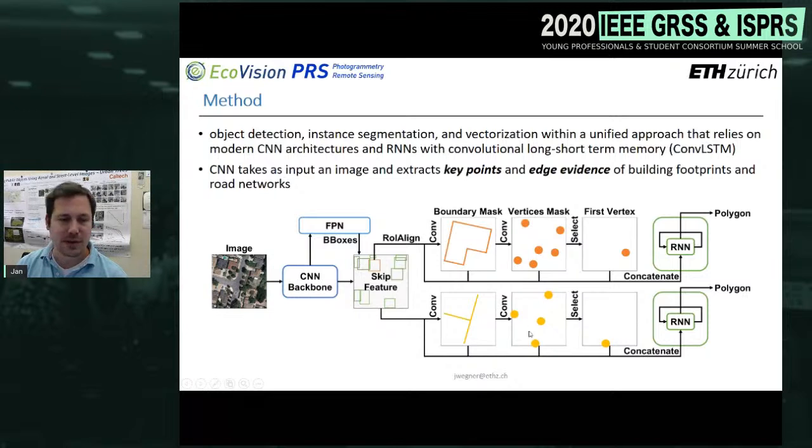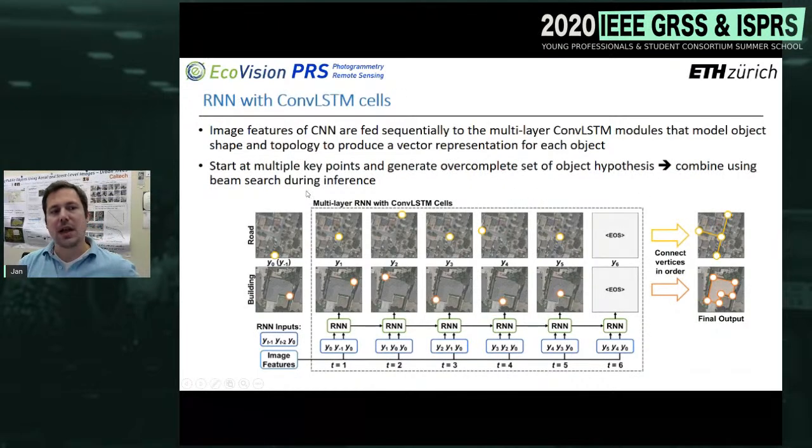Once you have all the corner points, we do the same for the road: we extract the center axis of the road, and we also get all the vertices of the road, so where junctions are or where a road is leaving the image. Then one by one, we pass each vertex to the RNN, which tries to connect all these different vertices into a unified polygon. The image features of the CNN are fed sequentially to this convolutional LSTM. For a road, for example, you go through all the different vertices, shown here: one, one, one, one, one. And you try to connect them with the RNN into a polygon representation, a graph in the end, a vector representation. We do the same for the buildings.